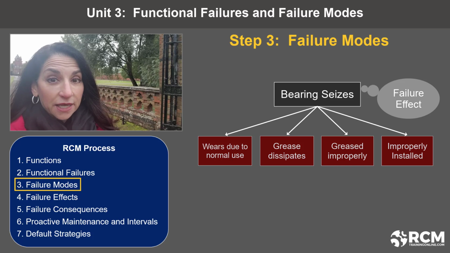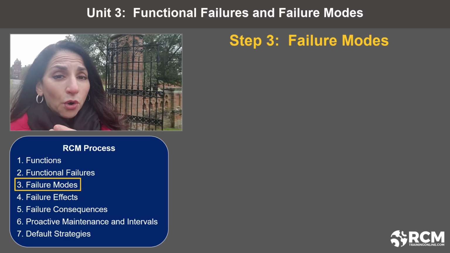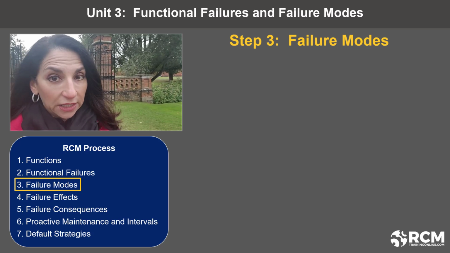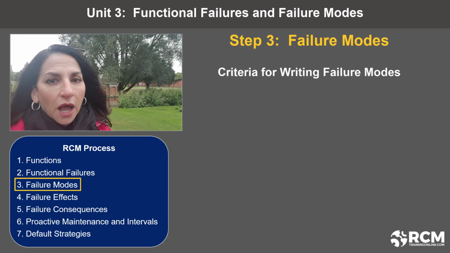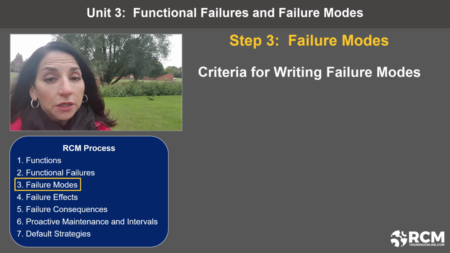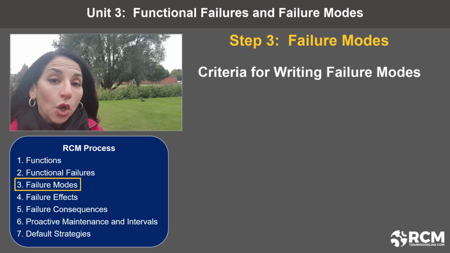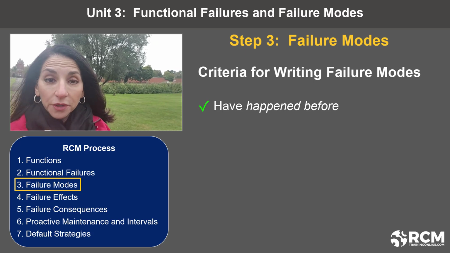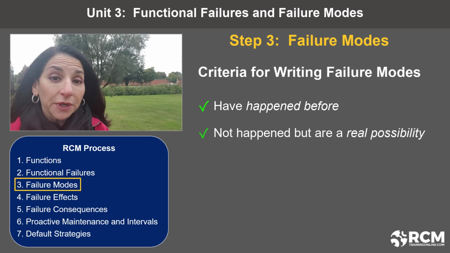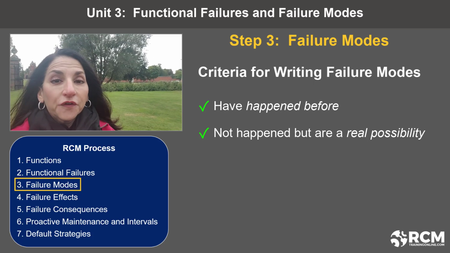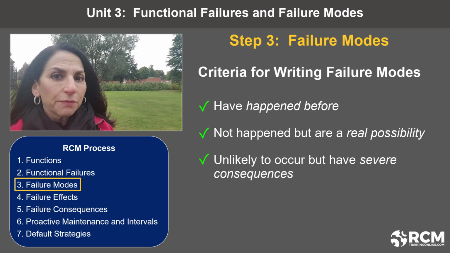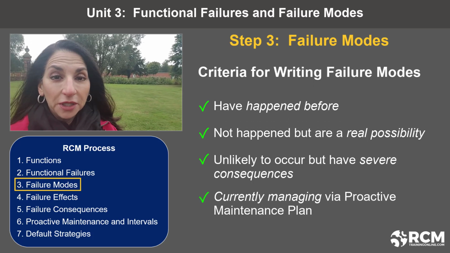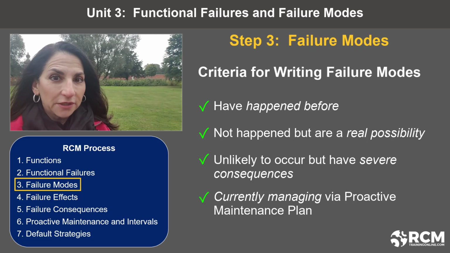The other thing is that it's important to remember that a lot of people will say you have to include every single failure mode in an analysis, but that's not true. RCM gives us very straightforward criteria for identifying which ones go into our analysis, and they include failure modes that have happened before, failure modes that have not happened but are a real possibility, failure modes that are unlikely to occur but have severe consequences, and any failure modes that we are currently managing with our proactive maintenance plan.